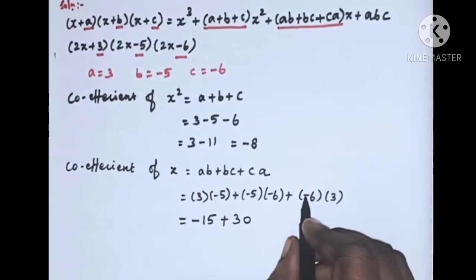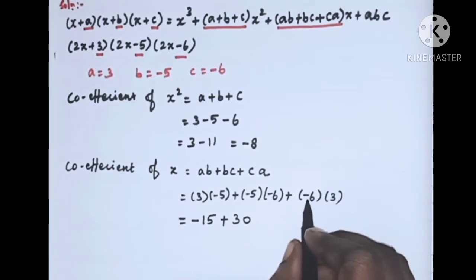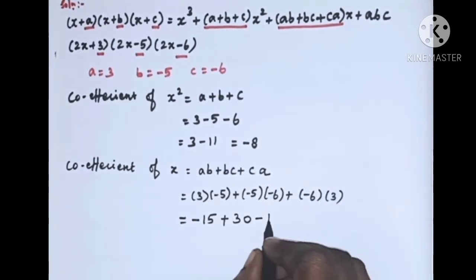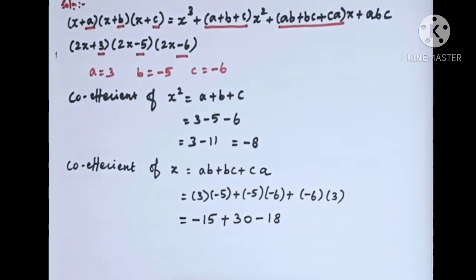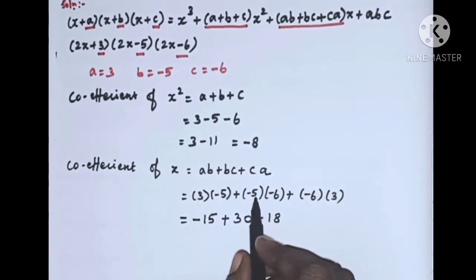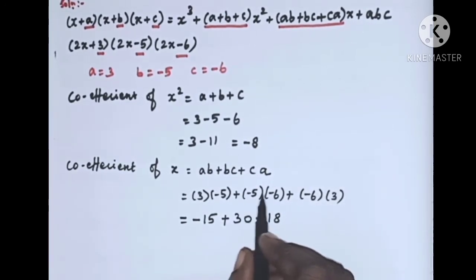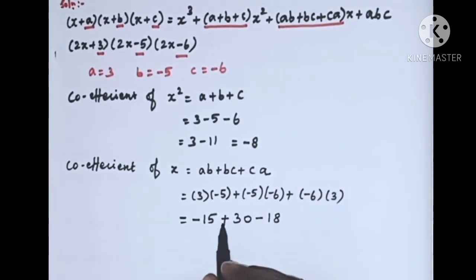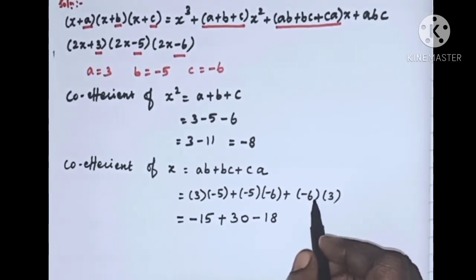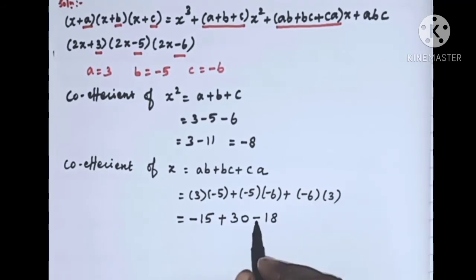In this term, one negative symbol we have. So minus into plus, minus. 6 3s are 18. So here one negative symbol we have. So plus into minus, minus. But here in this term we have two negative symbols. So minus into minus, plus. Here in this term we have only one negative symbol. So minus into plus, minus again.